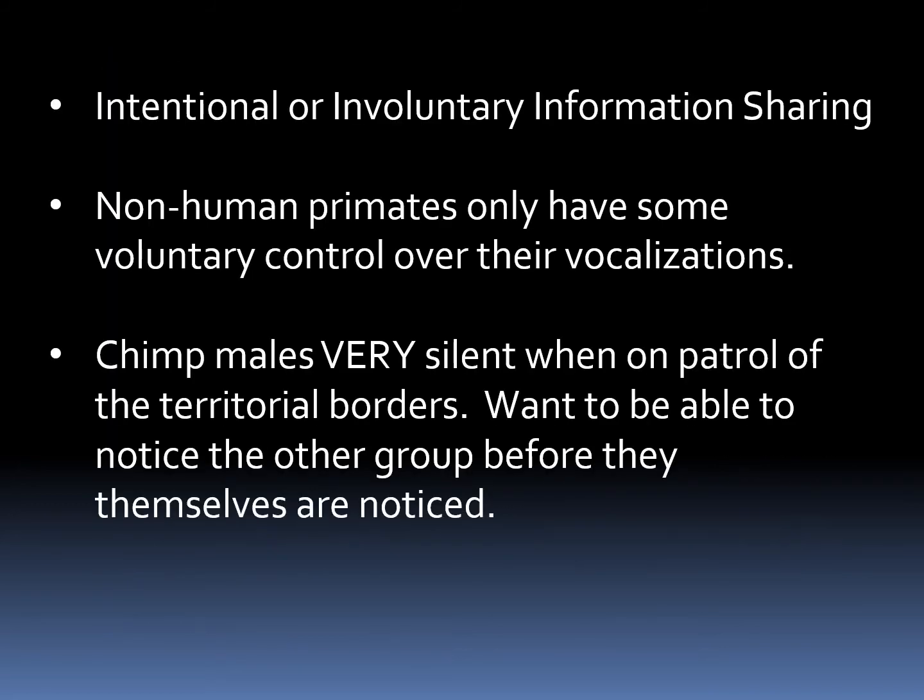So you have intentional or involuntary information sharing that happens with primate species. Non-human primates only have some voluntary control over their vocalizations. Chimp males will try to be very quiet when they are on patrol of their territorial borders, and they want to be able to notice the other group before they themselves are noticed, because once they notice, they start to hoot and holler. It's part of their involuntary reaction when they see an opposing group. So they want to see the other group first so that they're not caught off guard because of that involuntary lack of control over their excitement and vocalization upon finding a rival group.